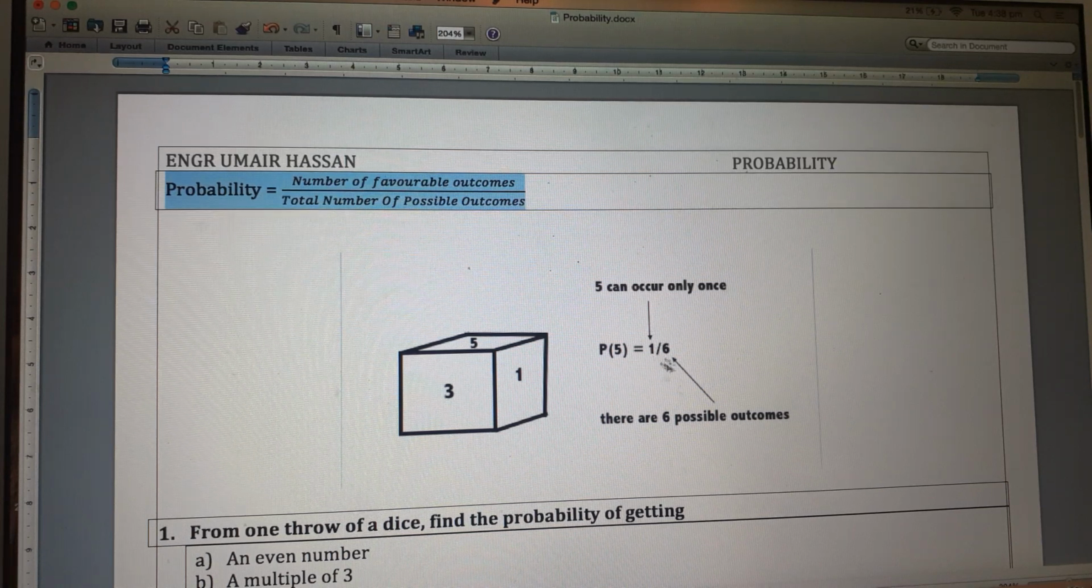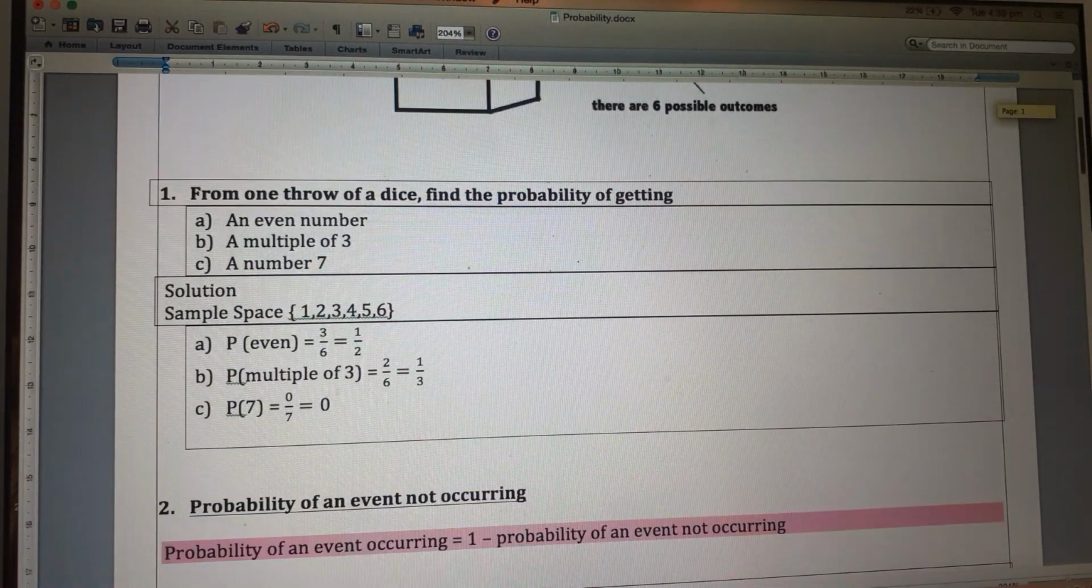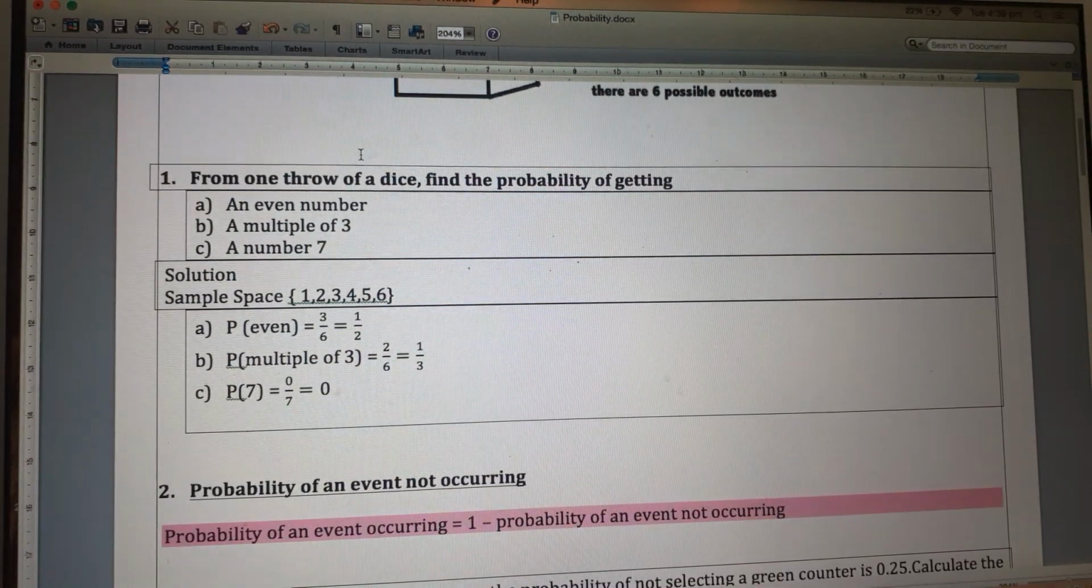Total number of outcomes means in a throw of a dice we can get 6 possible outcomes: 1, 2, 3, 4, 5, 6. So the probability of getting a 5 will be 1, because 5 can occur only once, divided by 6, as there are 6 possible outcomes. So this is basically the concept of probability, basically the chance of anything to happen.